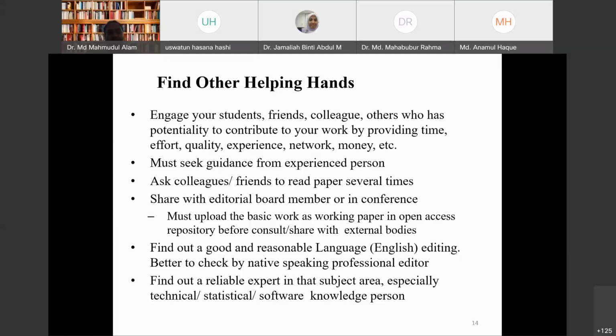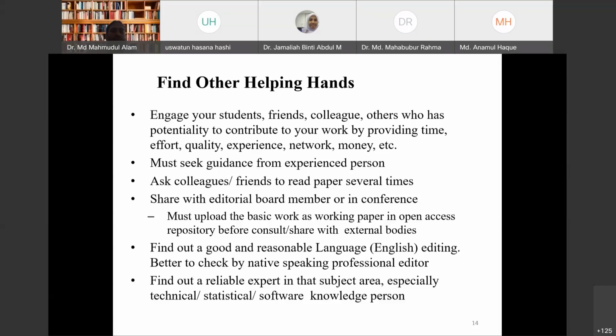So ask colleagues, friends to read your papers. Who will read your papers? Nobody has time. If you have a good friend, ask them to read it and give comments. If there is anything you don't understand, they tell you. So you improve it and you can submit it. And you can also send it to the editorial board members or send it to the conference. So people will read it and give feedback on it.